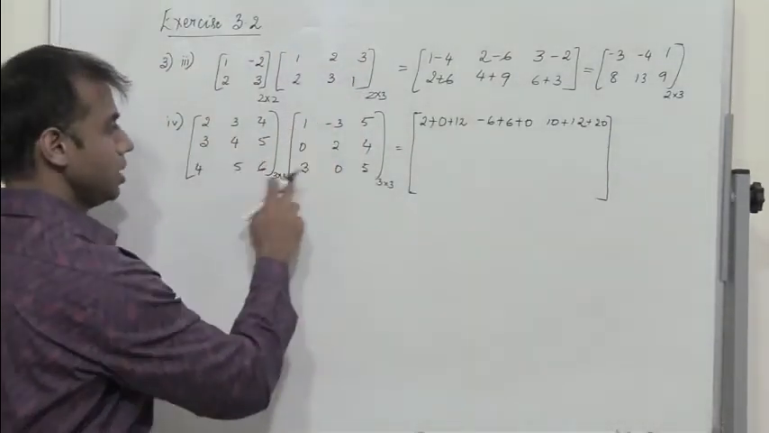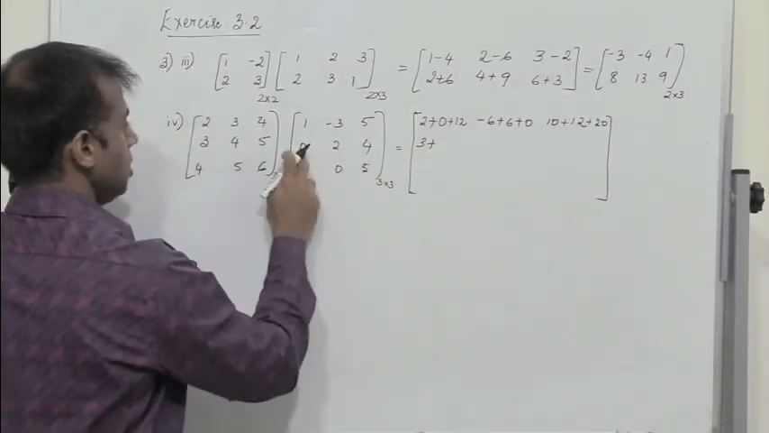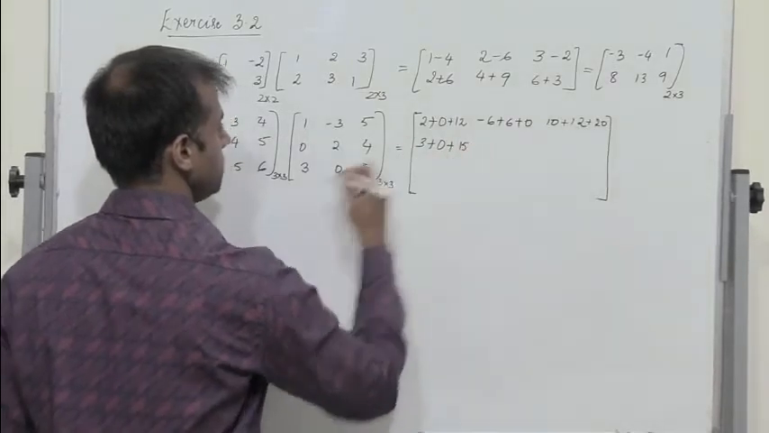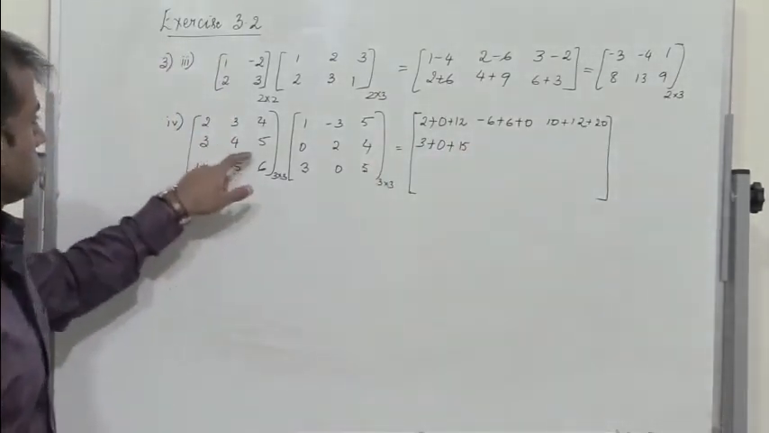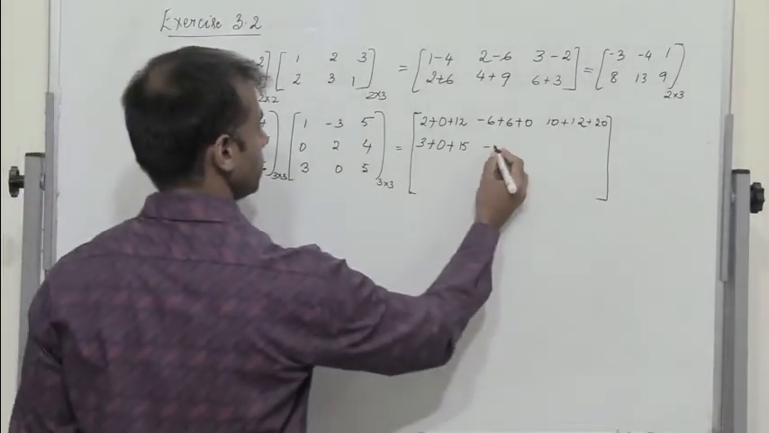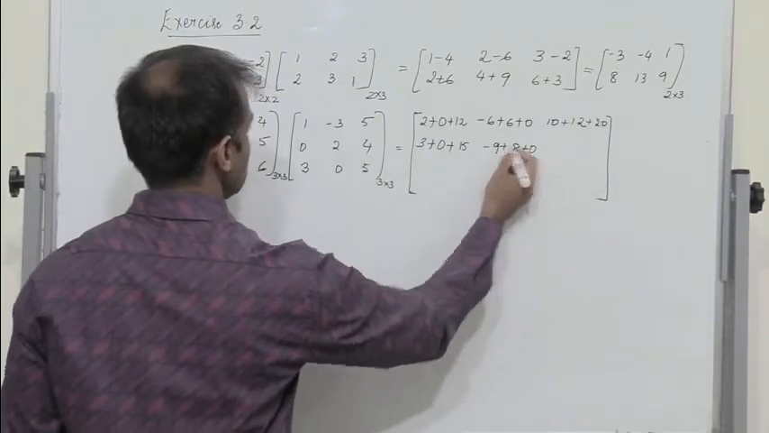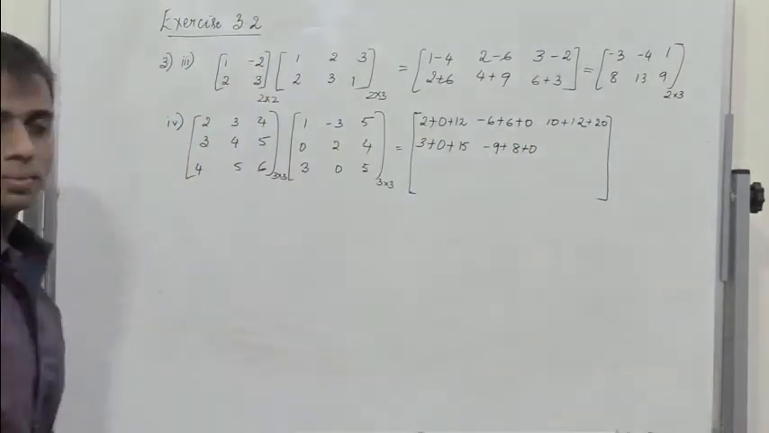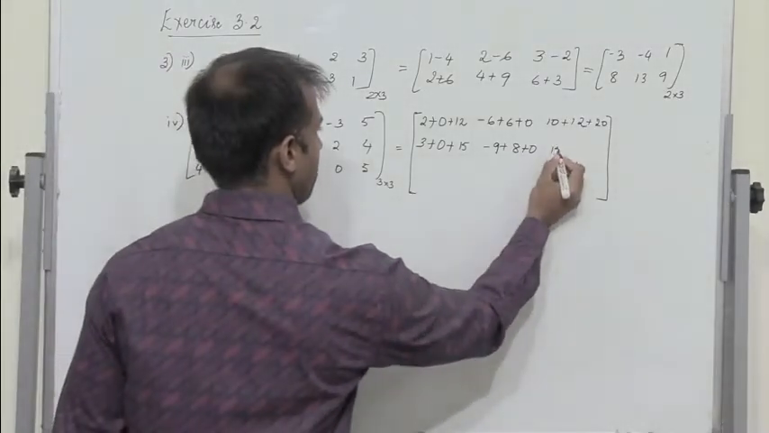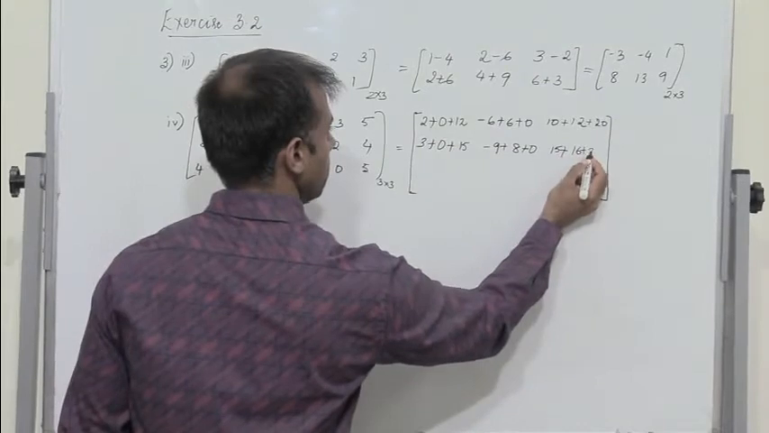Next, second row into first column. 3 into 1 is 3, plus 4 into 0 is 0, plus 5 into 3 is 15. Next, second row into second column. 3 into minus 3 is minus 9. Next, 4 into 2 is 8, plus 5 into 0 is 0. Next, I have 3 into 5 is 15, plus 4 into 4 is 16, plus 5 into 5 is 25.